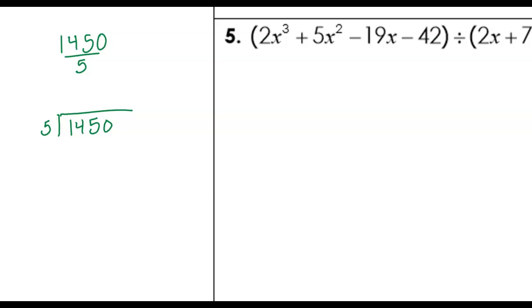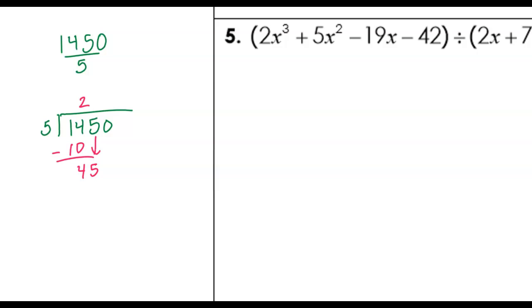What can you multiply 5 by to equal 14? How many times does 5 fit into 14? It fits into 14 twice. And then you have to multiply it back in. So 2 times 5 is 10. Then you subtract, 14 minus 10 is 4, and you bring down the next term.